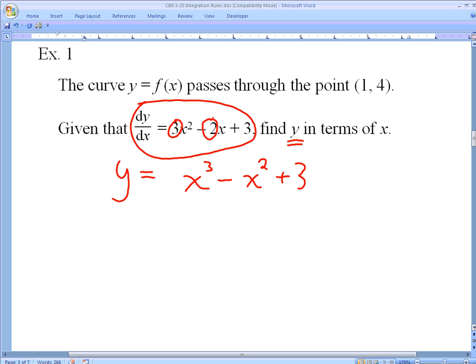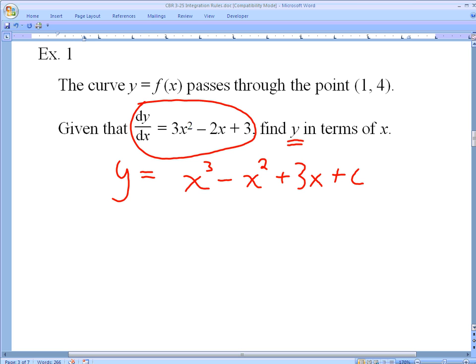Anytime there's a constant, you simply add an x on, and then we have our C value here at the end. Again, to check our work, we could always take the derivative and make sure that we end up with what we started with. The derivative of x cubed becomes 3x squared, negative x squared becomes negative 2x, 3x becomes 3, and our constant would become 0.